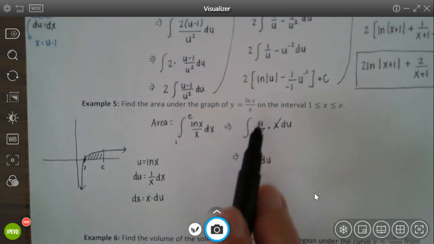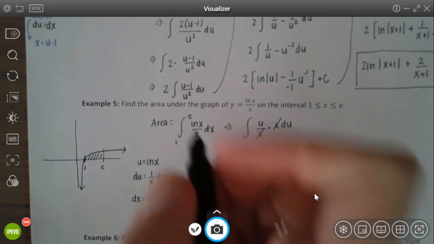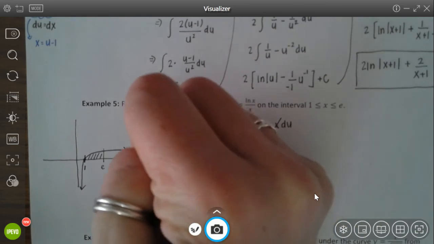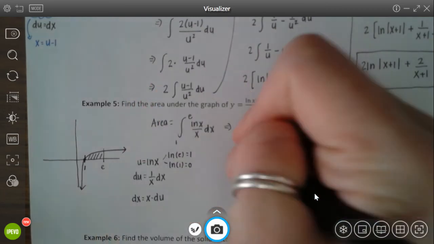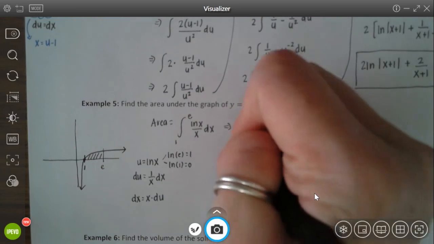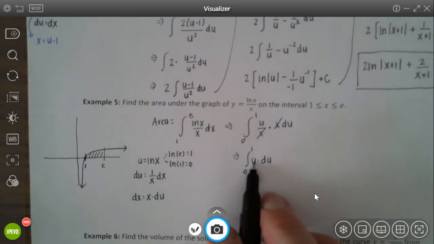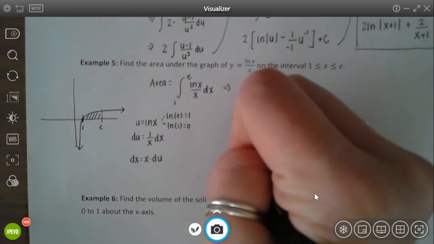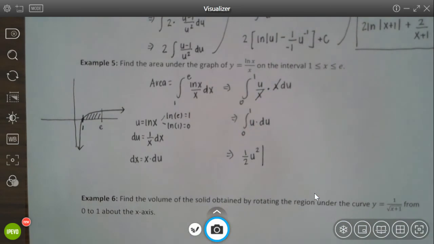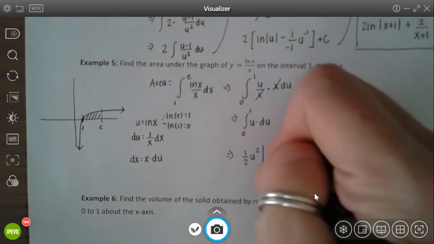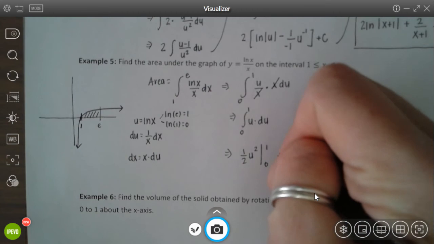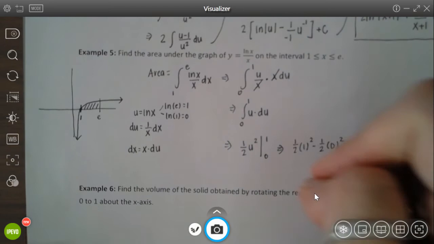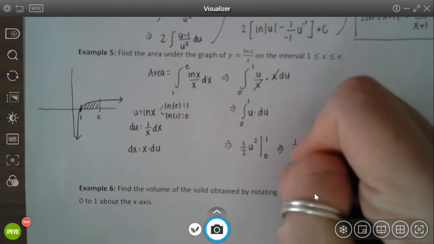And now I'm going to look at my lower and upper bound. So from 1 to e, ln of 1 is just 0, and then ln of e is just 1. So I'm going from 0 to 1. And here, all I have to do is use a power rule. So when I do the antiderivative of u, that's going to be 1/2 u squared. And I'm going to go ahead and evaluate that from 0 to 1. So that'll be 1/2 times 1 squared minus 1/2 times 0 squared. And that's going to tell me that my area underneath my curve is actually just going to be 1/2.